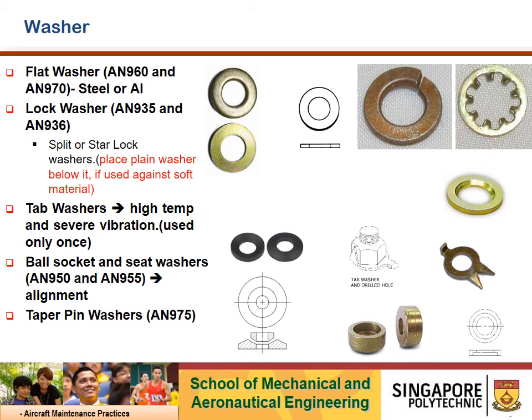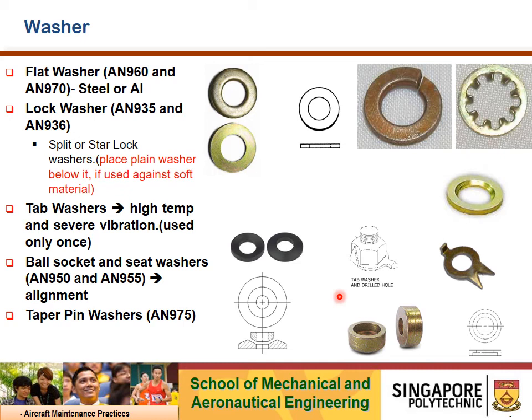There are various types of washer used on aircraft structure installation. The flat type washer, which is AN960 and AN970, which can be steel or aluminum. They are used with hexagon nuts to provide a smooth bearing surface. They act as a shim to obtain proper grip length, and to position castellated nuts in relation to drilled quarter pin holes in the bolt. They can be placed under lock washer to prevent damage to bearing surfaces.